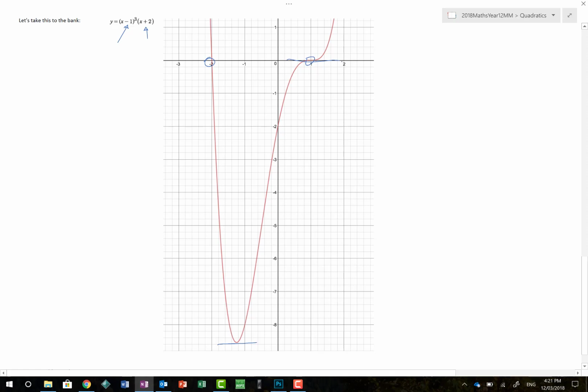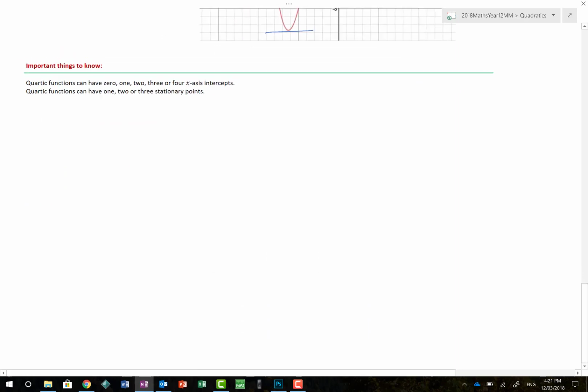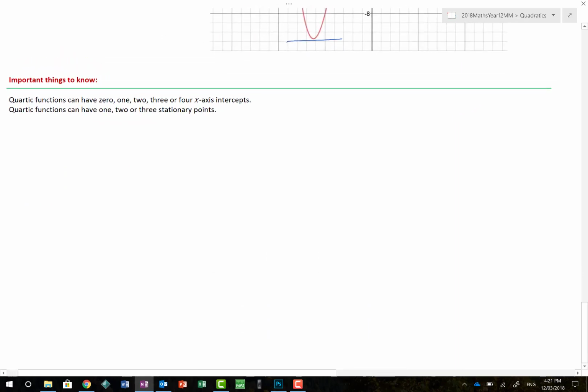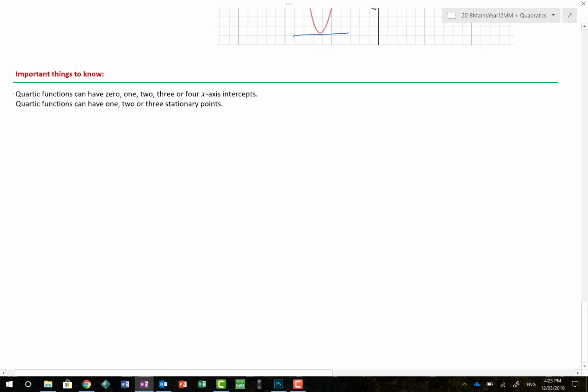So much like all of the other graphs, we need to be aware that the number of turning points, the number of axis intercepts vary depending on the actual function we're using. So important things to know. And this is pretty much the end of this lesson, ladies and gentlemen. My apologies, it's not a long one. So, important things to know. Quartic functions can have 0, 1, 2, 3, or 4 axis intercepts.